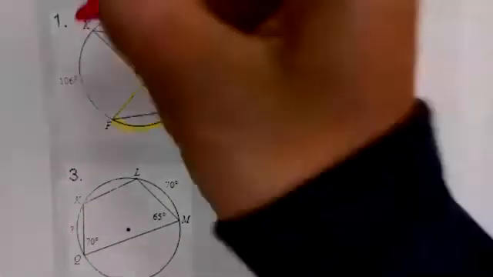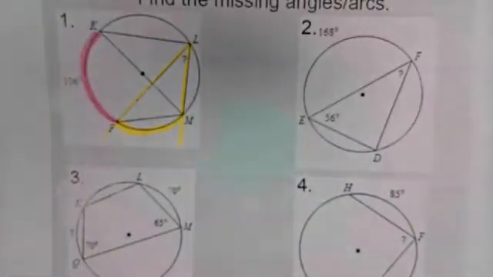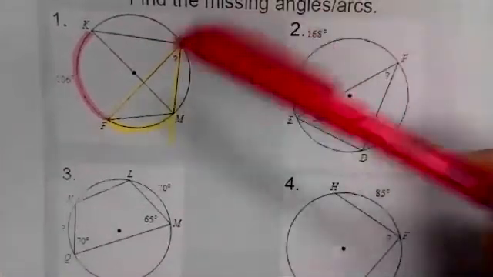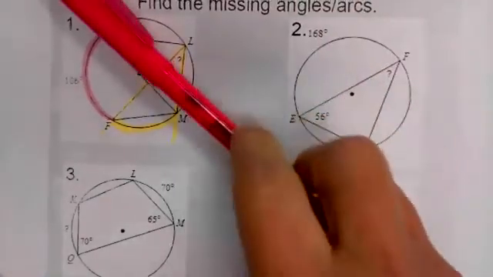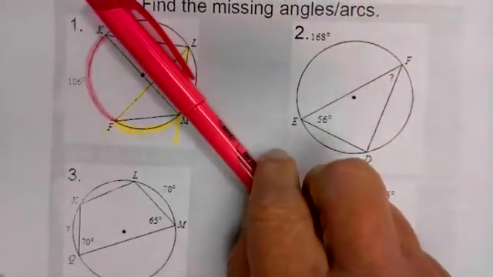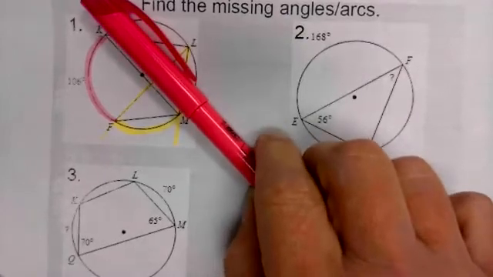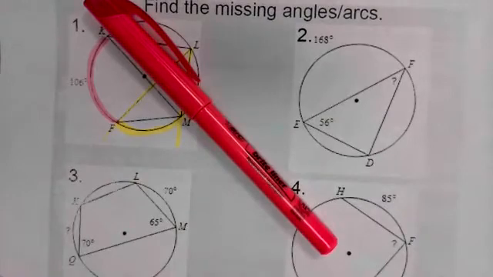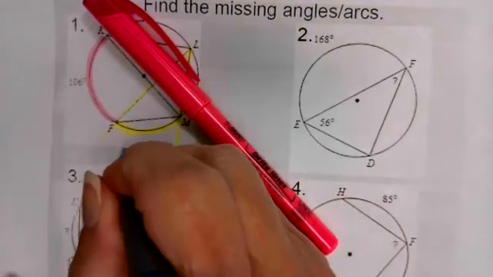So I do have this arc KF, which is 106. KF is formed by this angle, but that's not going to help me with my triangle. But if you notice, this point is the center, and this line is a diameter. Please look for diameters. Number 2 does not have a diameter because it doesn't go through that point. Number 1 does. So that means that these 2 arcs, the pink and the yellow, are going to add up to 180.